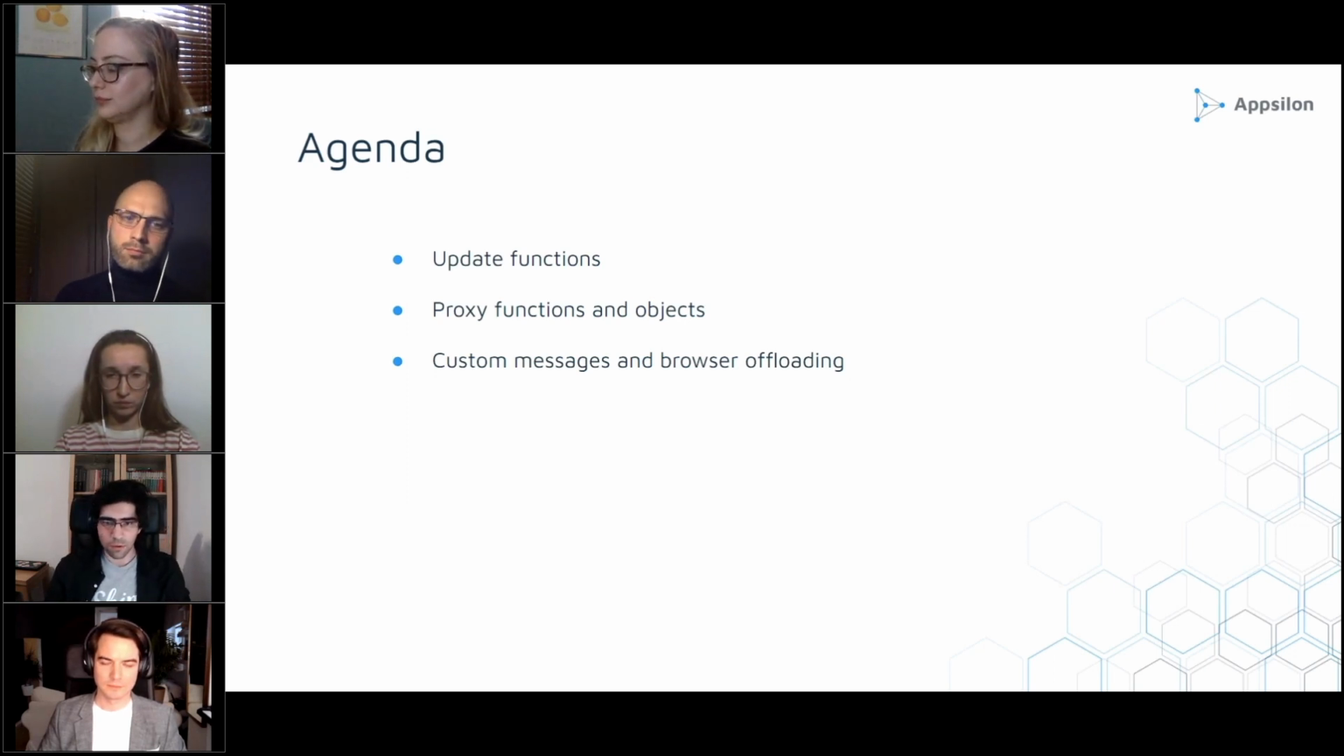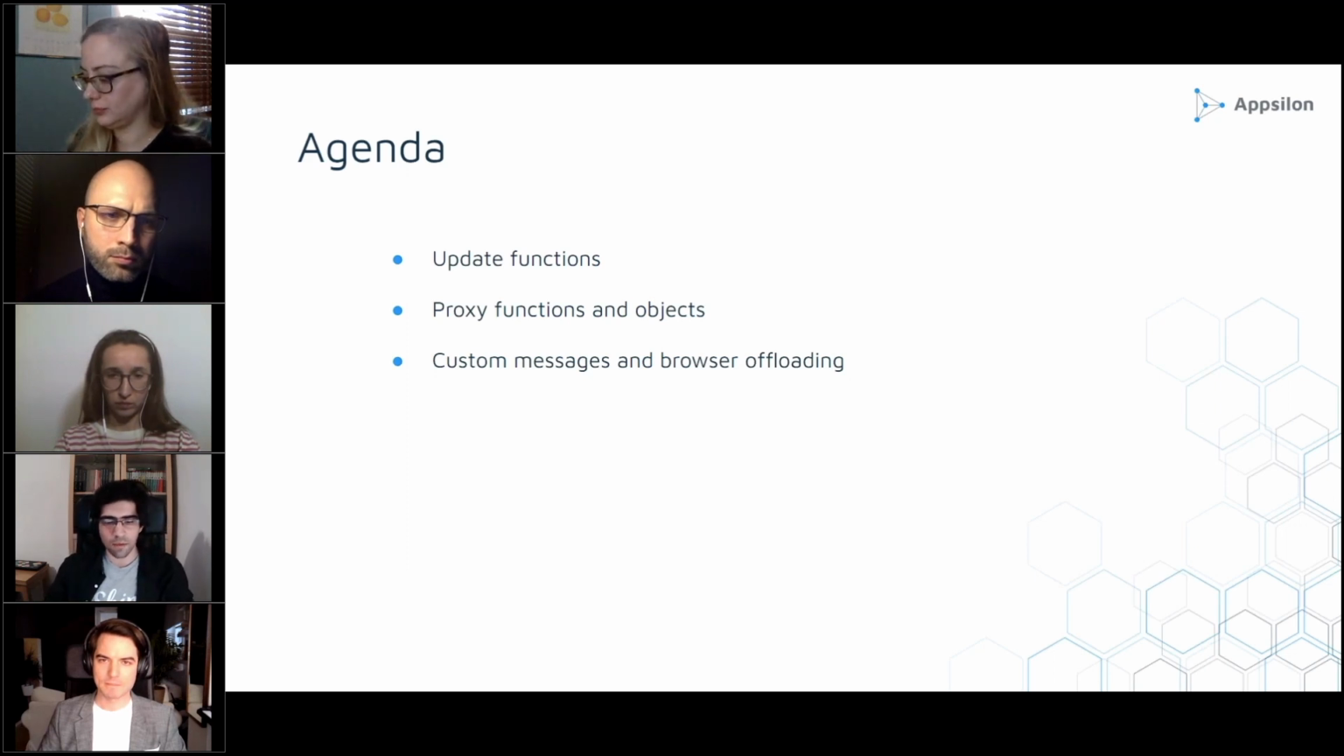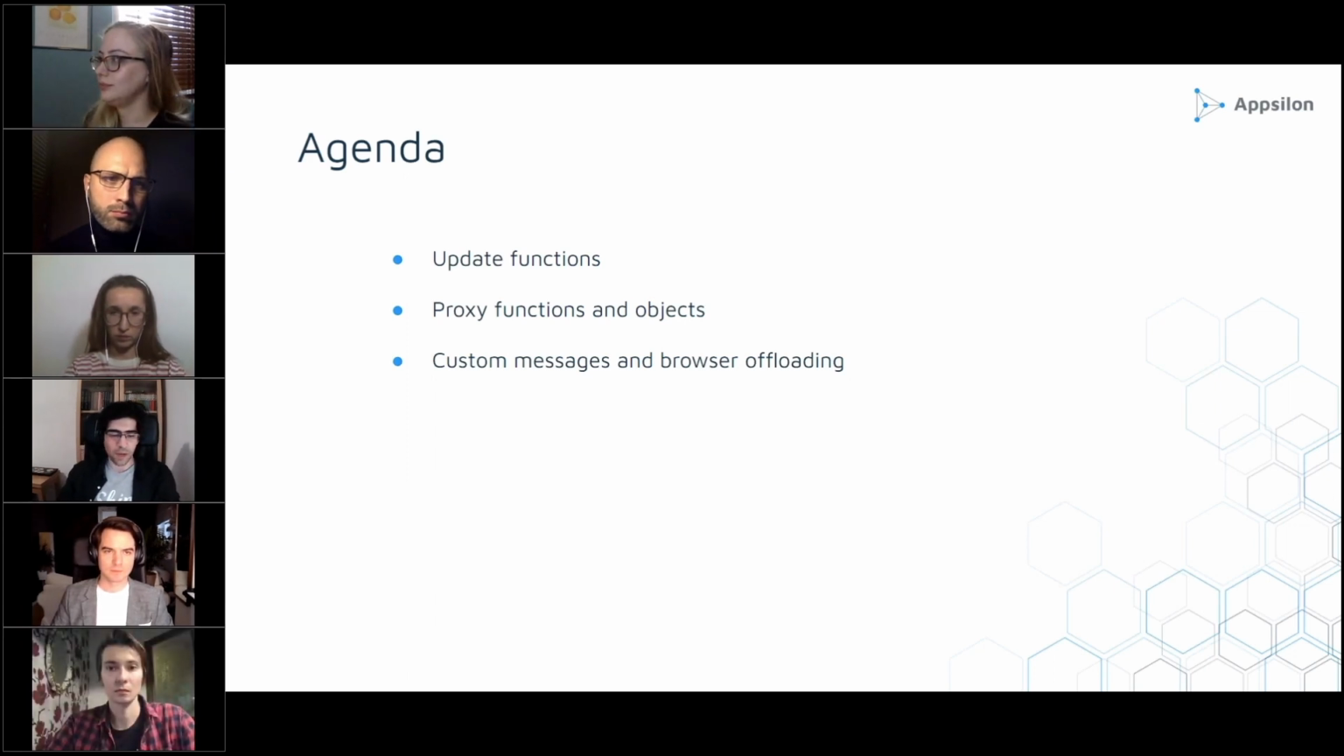So I'm going to talk about three very important details when it comes to speeding up Shiny applications. The first one is update functions. I'll also talk a bit about proxy objects and proxy functions. And then I will finish up by letting you know a bit about custom messages and browser offloading. I won't get into too much detail. And of course, every package is different and needs different types of optimizations. But hopefully this will help you get started.